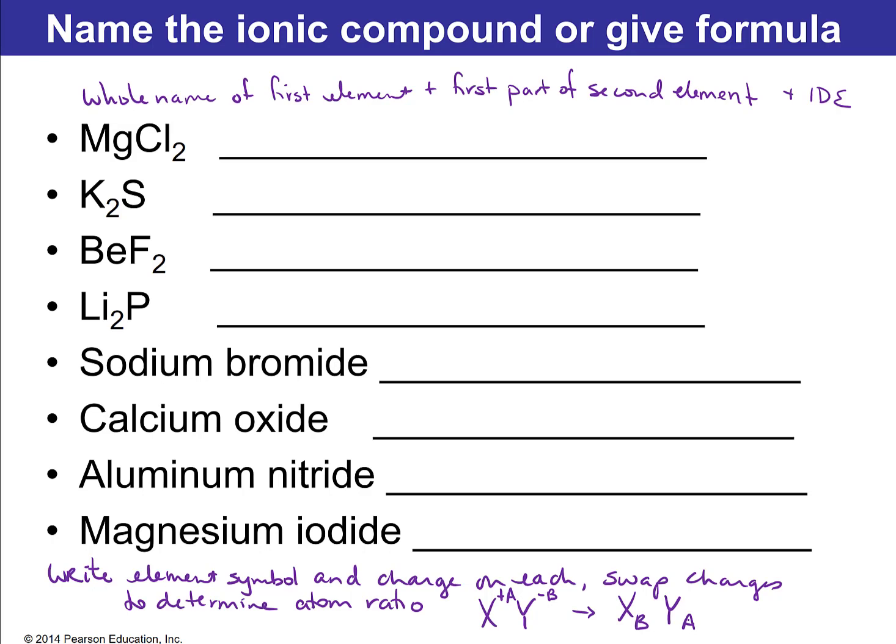Okay, so I just wrote the rules up. Whole name of the first element, first part of the second element, plus IDE. Normal, common, ionic compound, so this one is magnesium chloride. K2S would be potassium sulfide.